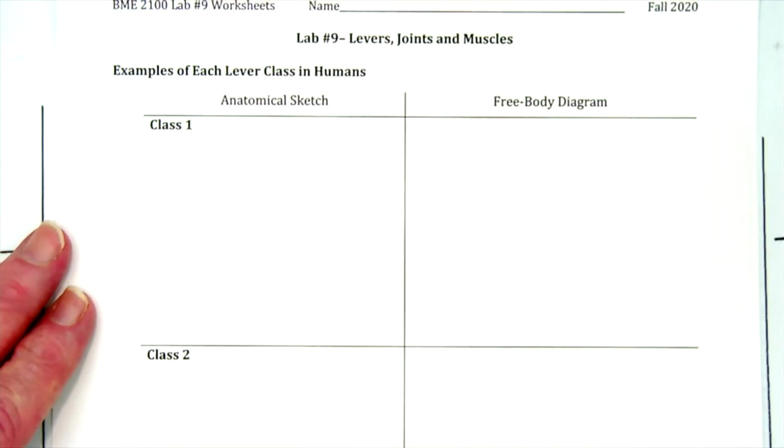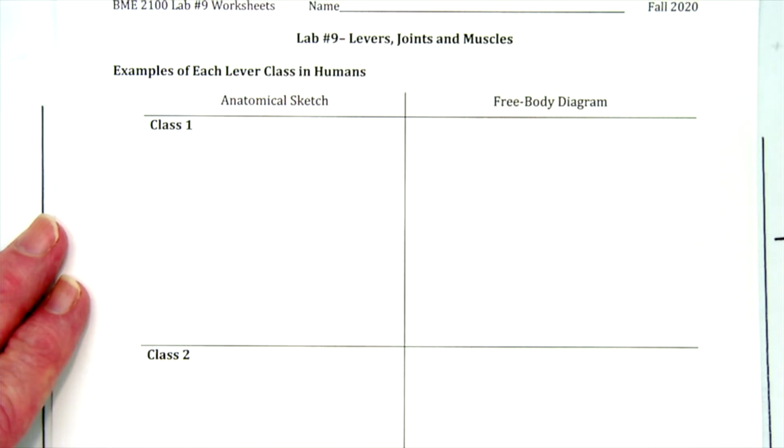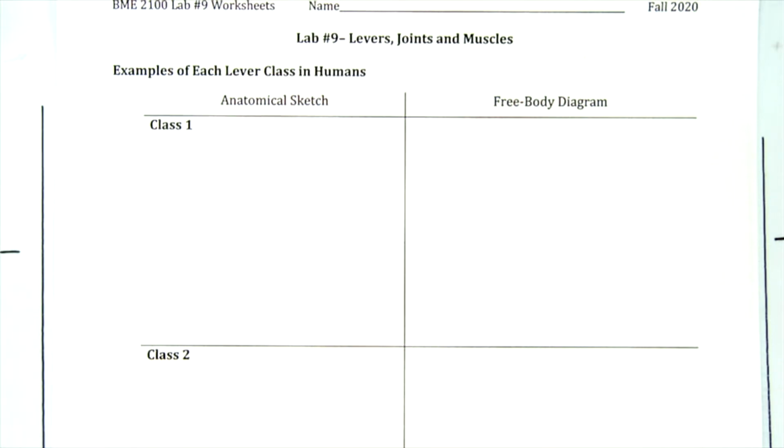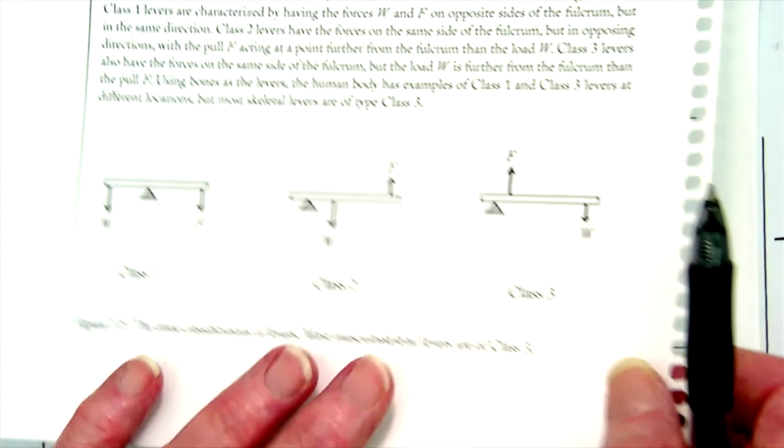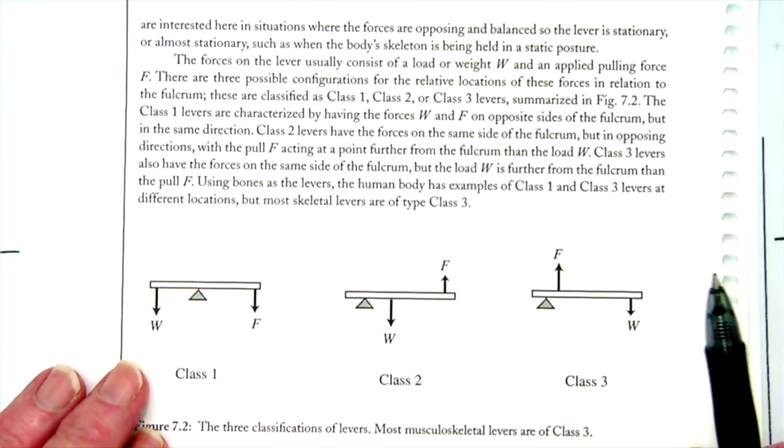Now let's do the first part of today's lab. We're going to do some detective work on the internet to find examples of each of the 3 classes of levers that occur inside the human body: class 1, class 2, and class 3. Let me remind you what the definition of each of those classes of levers is.